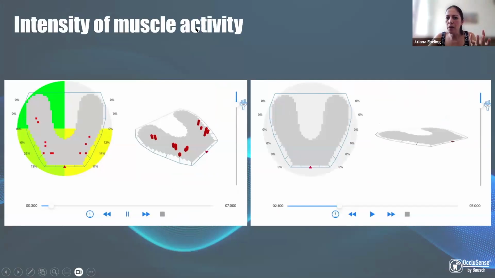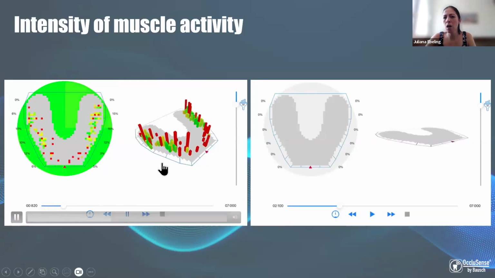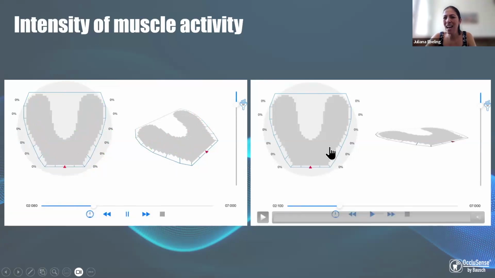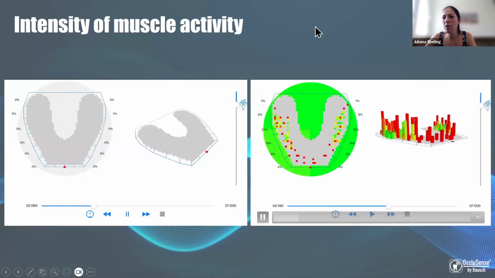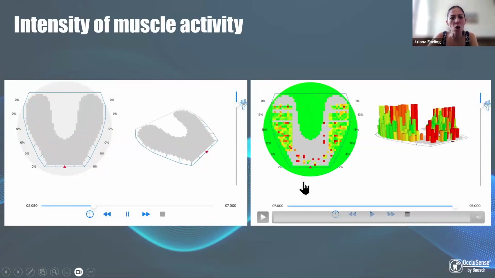The intensity of muscle activity. If I ask the patient, please close, probably we will register this. Close, just close. Look at that. But now I tell the patient, please close with force. I will have this. If I don't tell you that these are the same patient, only with different commands, you will tell me these are not the same patient.